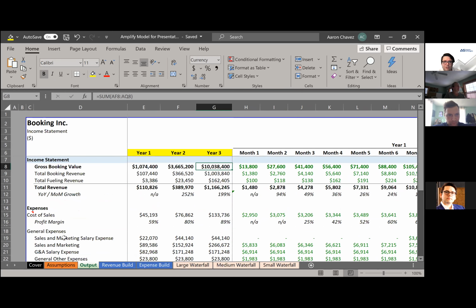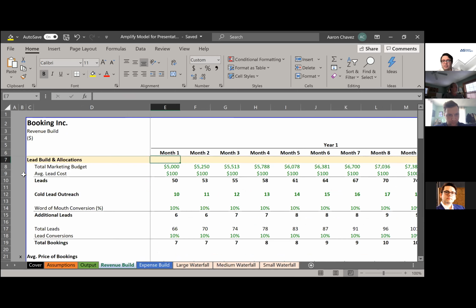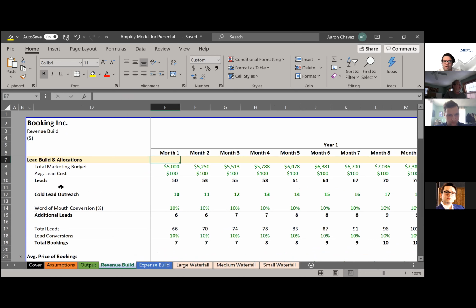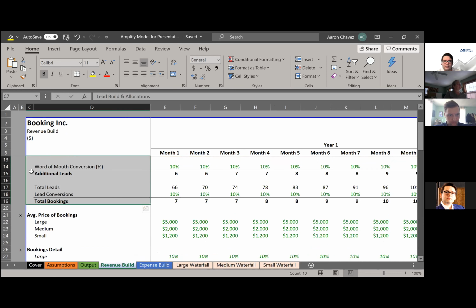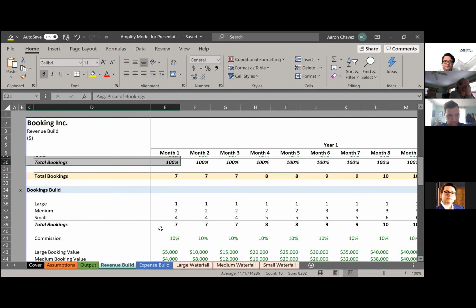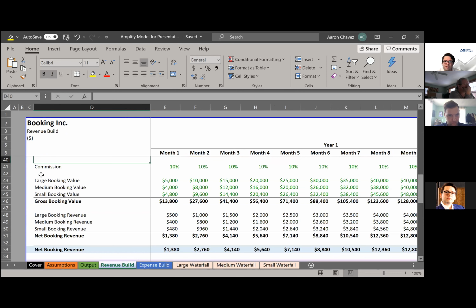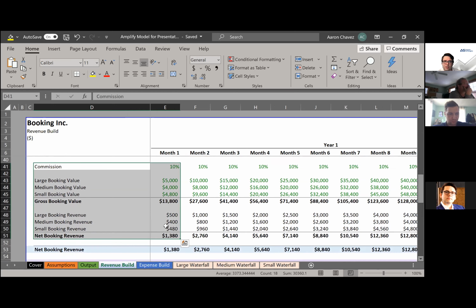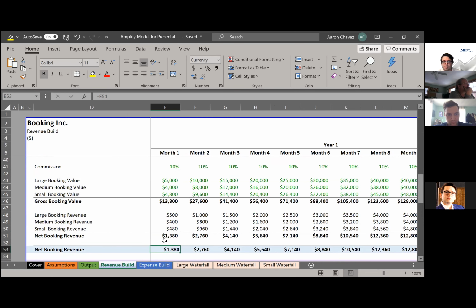Now, skipping down, you're going to see the revenue build. And of course, just to tell you the story of the revenue build, it is a story of leads, meaning how many people are we actually generating via our marketing, via our cold outreach, via our word of mouth, etc. It's a story of value, which is a question of not only how much are we charging them, but what the value is of our composition. Do we have more large, more small, more medium? It shifts into a story of revenue, which is, okay, now we have all these bookings. What's our commission? What does our revenue look like? And how does that tell the story of what we're supposed to be?